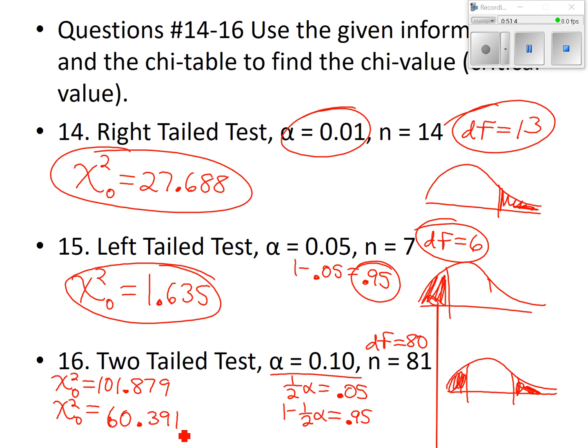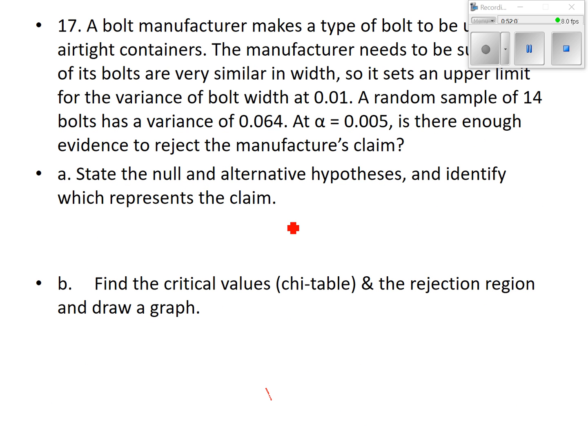Now do I have time to finish the last one? Yep. I'll send the other video. On the last one, look at it real quick because we only have 2 minutes. Because I want to say this, because it's sort of confusing the way they state it. It says it sets an upper limit for variance at 0.01. So it sets an upper limit at 0.01.